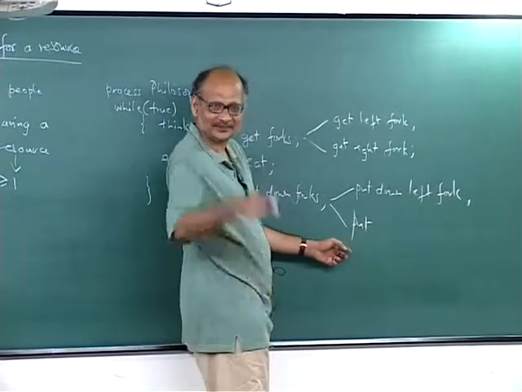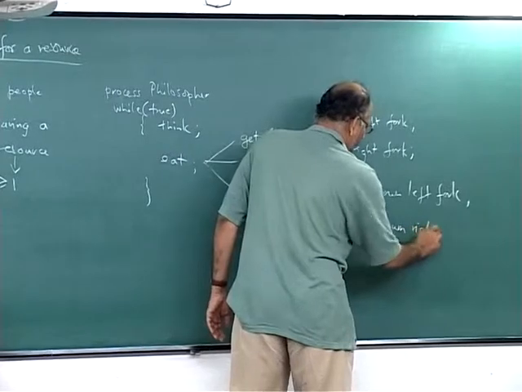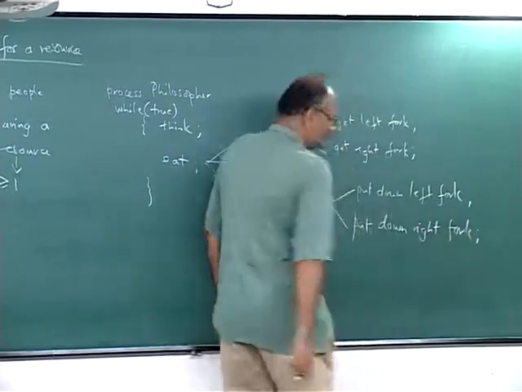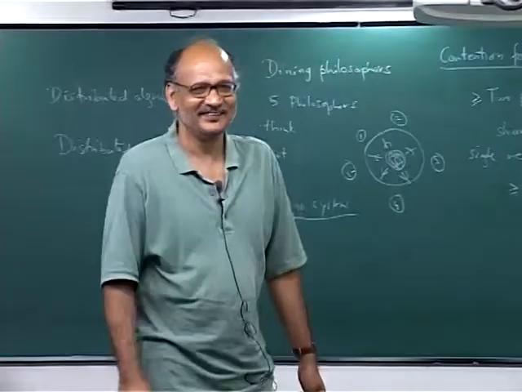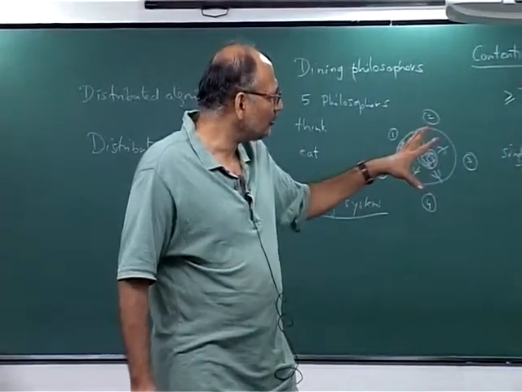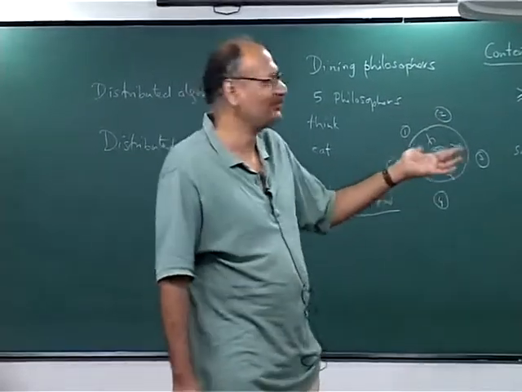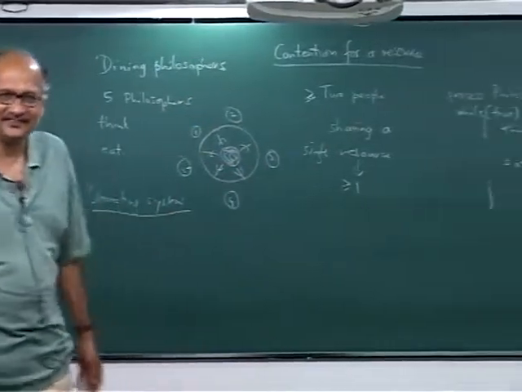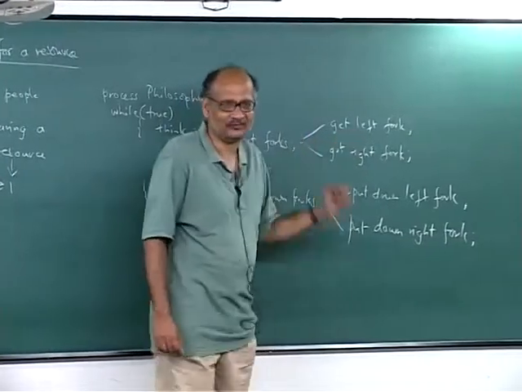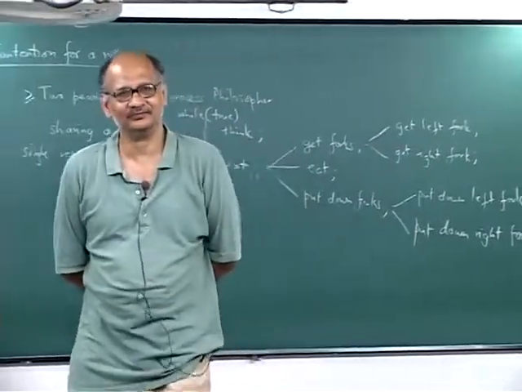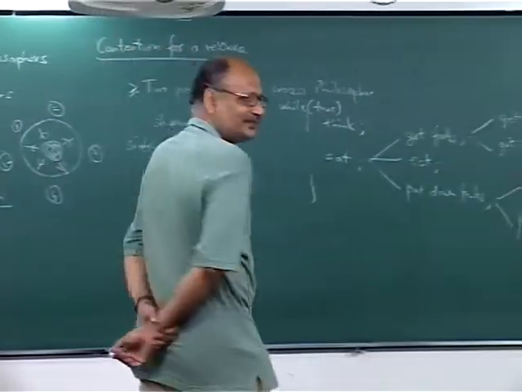Is this visible, what I am writing? My writing becomes worse and worse as time goes on, so you have to tell me. So let's say, there is no reason to choose left over right, but supposing this is what we decide. Now the question is, you want to do get left fork. So how will you do get left fork? As you said, you have to first check whether it's there.